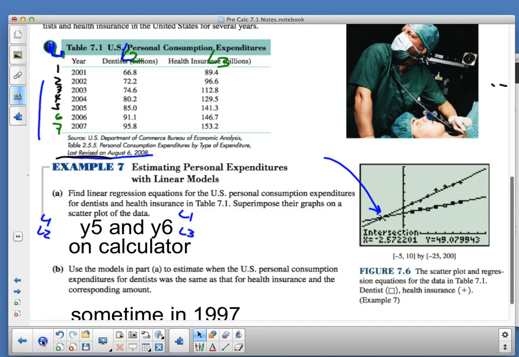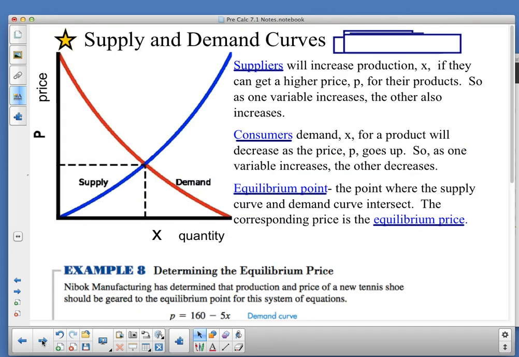I'm not going to pretend I'm a business major, but we do work with supply and demand curves on this. Your suppliers will increase production X if they can get a higher price P for their products. So as one variable increases, the other also increases. Consumers' demand X for a product will decrease as the price P goes up. So as one variable increases, the other decreases.